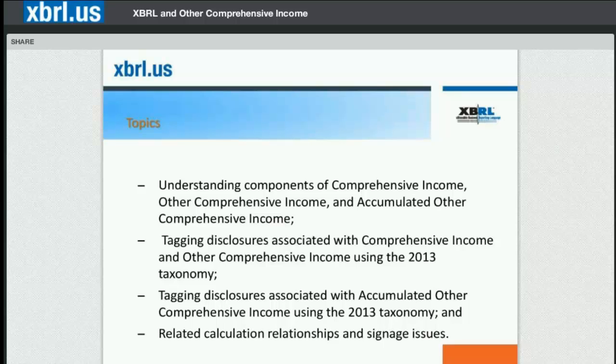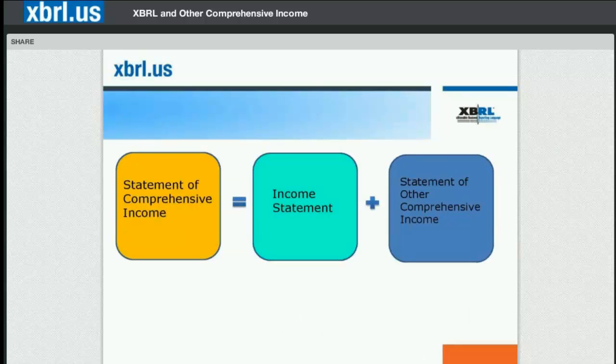Let's get started. The topics I'll cover today are understanding components of comprehensive income, other comprehensive income, and accumulated other comprehensive income, taking disclosures associated with comprehensive income and other comprehensive income using the 2013 taxonomy, taking disclosures associated with accumulated other comprehensive income using the 2013 taxonomy, and related calculation relationships and signage issues.